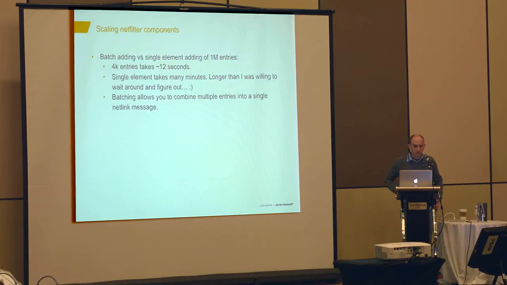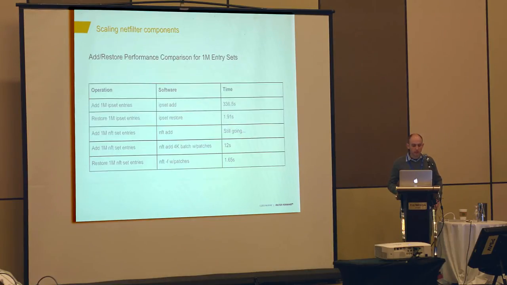So I think this is just a summary slide. 4,000 entries took about 12 seconds. Single element takes many minutes. The batching allows you to combine multiple entries into a single netlink message, and I guess reduce the syscall overhead there. So here's kind of a summary of where things were when I last left them.